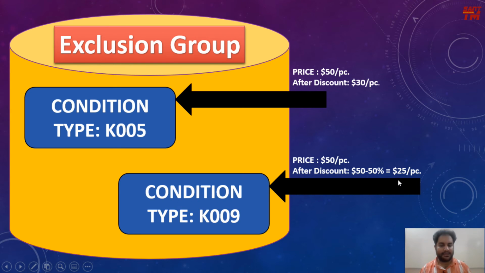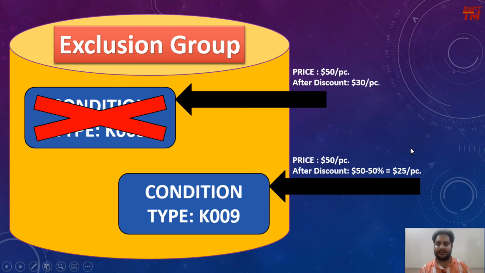So this condition type would be selected and condition type K005 would be deactivated. This is how we will choose between two conditions. Otherwise, if we don't put them in the exclusion group, both the condition types would remain activated and the customer would get a double discount. But to avoid the double discount and loss to the vendor, we put them in an exclusion group and we select the one condition which is best out of them.